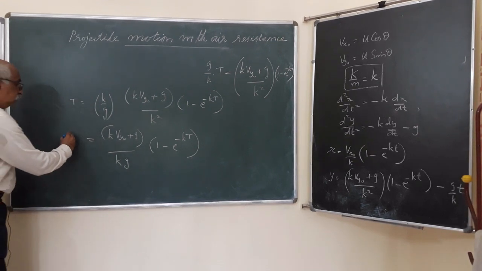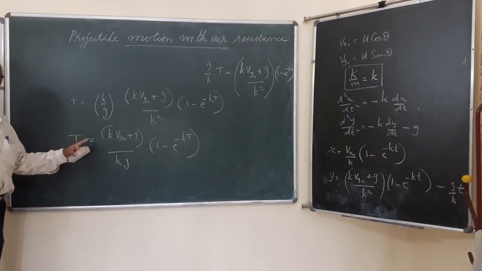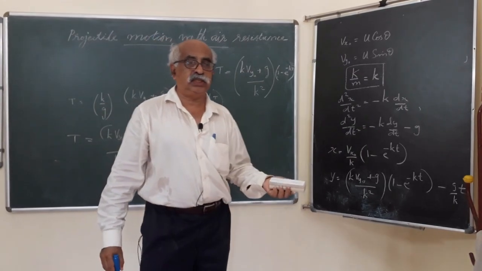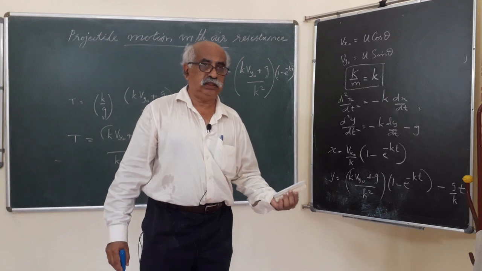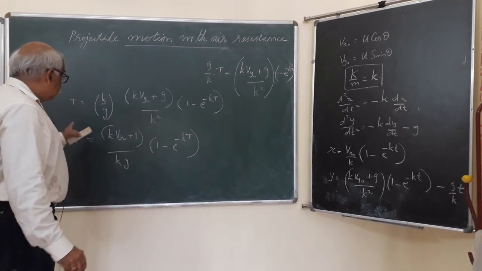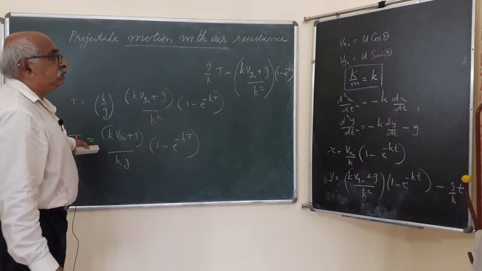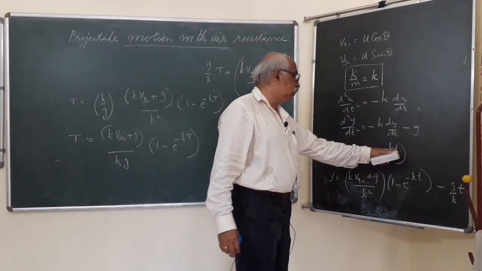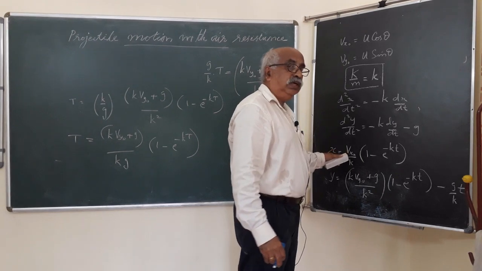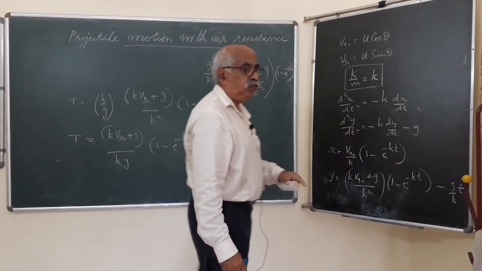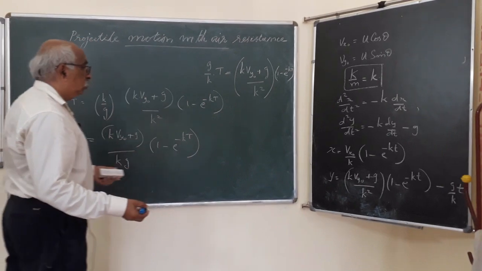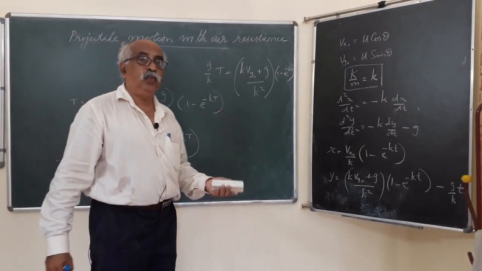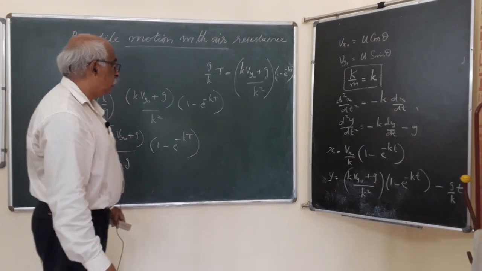This is a transcendental equation in t, and this can be solved either by numerical techniques or by a graphical method. Once this t is found by some method like that, we can put that t value in place of the small t here, and that will give us the horizontal range, taking into account an air resistance which is proportional to the velocity of the particle.